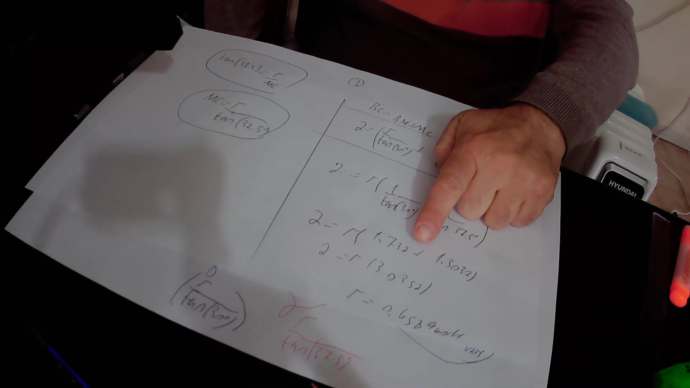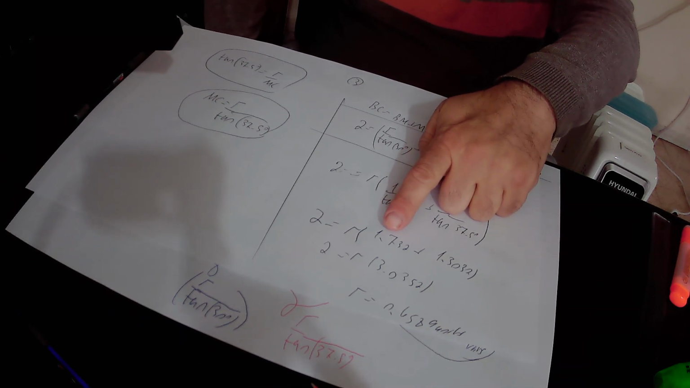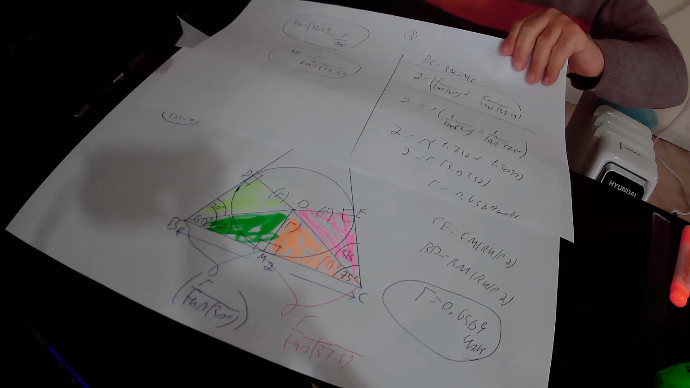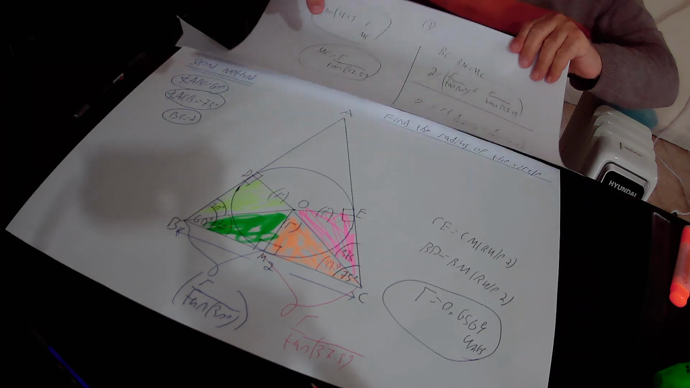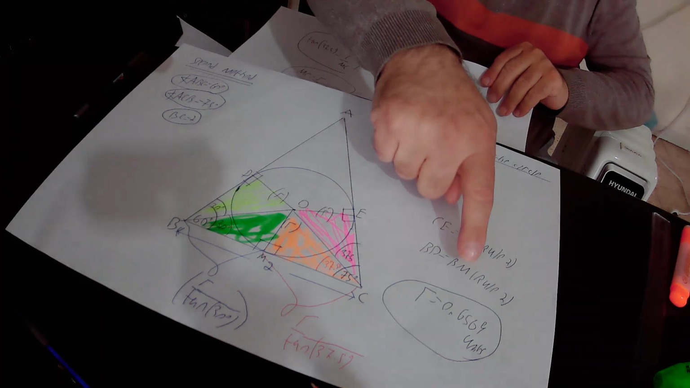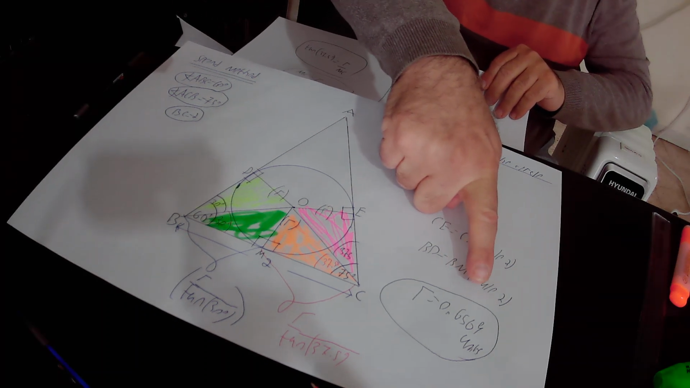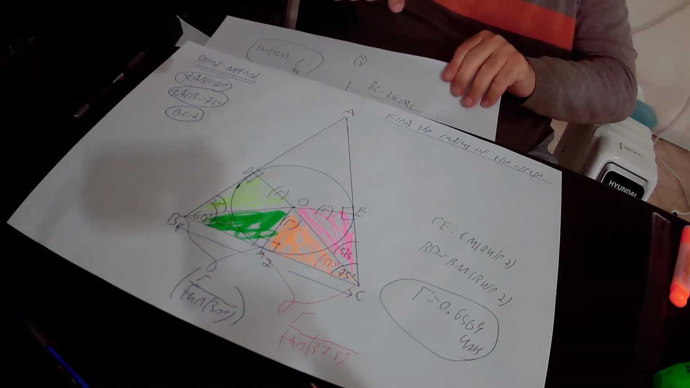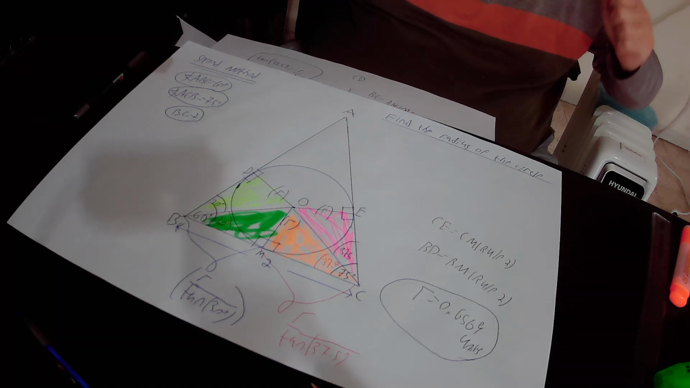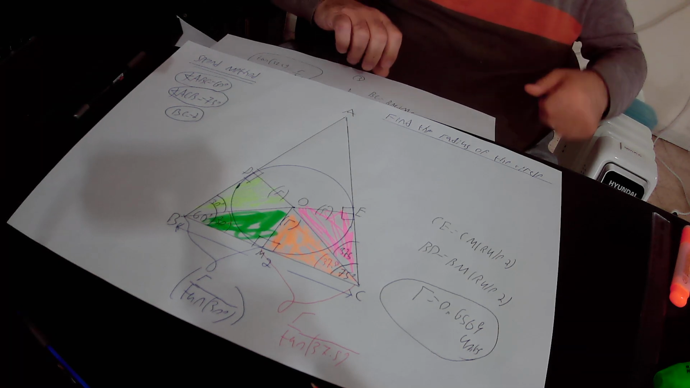We divided this equation by 3.0352 and finally found out that the radius R of this circle equals 0.6589 units. So in both methods we found out that the radius of this circle R equals 0.6589 units. Okay, thank you very much.